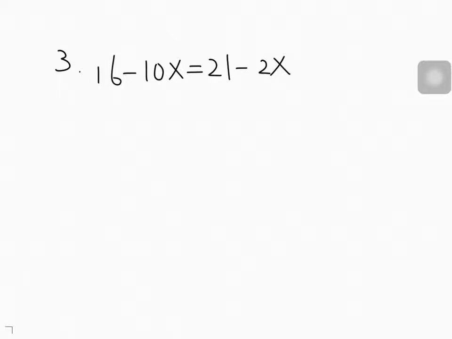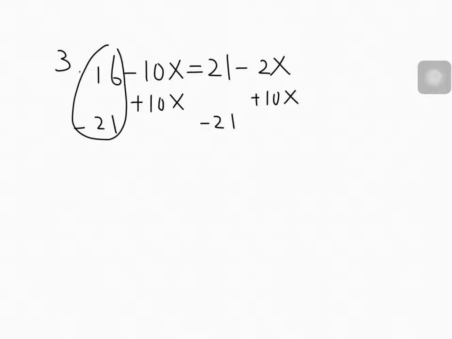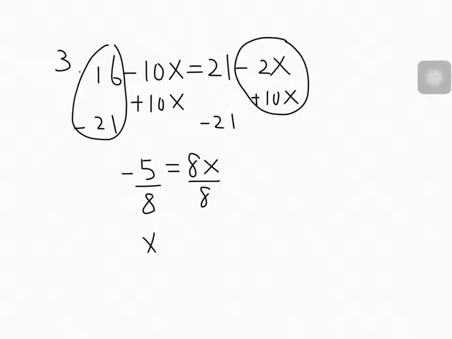Number 3, 16 minus 10x equals 21 minus 2x. I like to work with positive numbers, so I'm going to go ahead and add 10x to both sides. Then I'm going to subtract 21 from both sides. So 16 minus 21, I have negative 5. Negative 2x plus 10x, I have 8x. Divide both sides by 8. So my x equals negative 5/8.